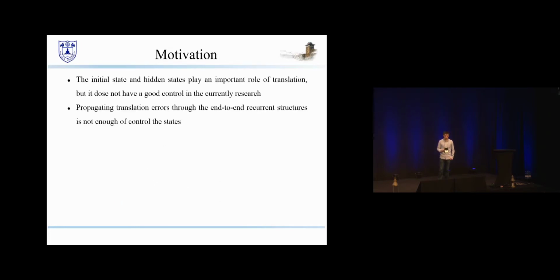Combining the background, we make a summary of our motivation. The initial state and hidden states play an important role in the translation, but they are not well controlled in the current framework. Propagating translation errors through the end-to-end recurrent structures is not enough to control the hidden states and the initial states.